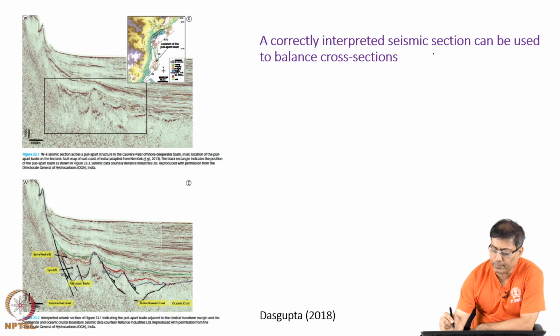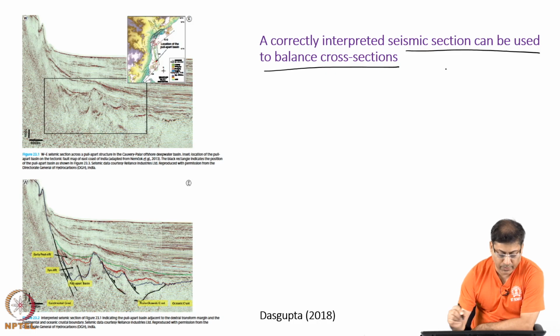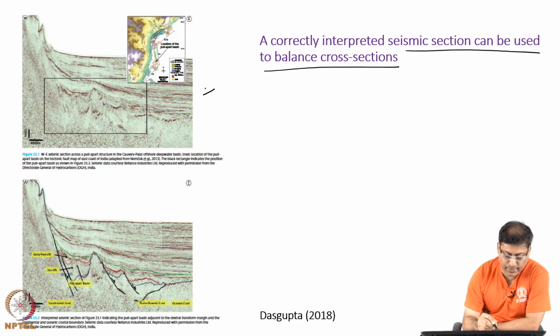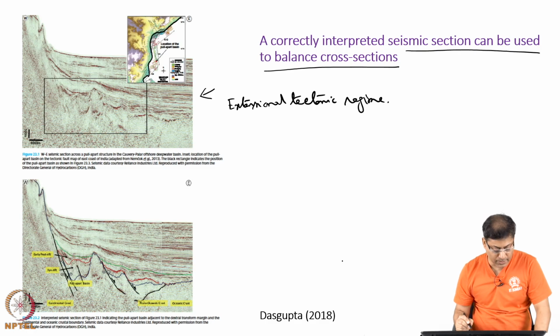A correctly interpreted seismic section can be used to balance cross section. This becomes a separate study: how to interpret seismic images. Here is a snapshot. This is the seismic image from the coastal area of the Indian east coast, and we know that this terrain has been under an extensional tectonic regime. The Indian east coast was long back joined with Antarctica and extension happened.